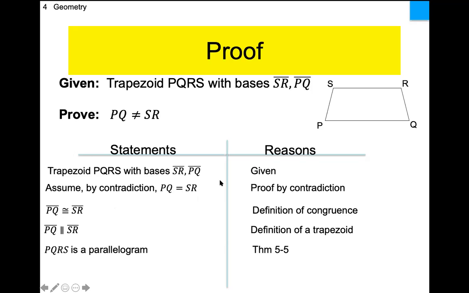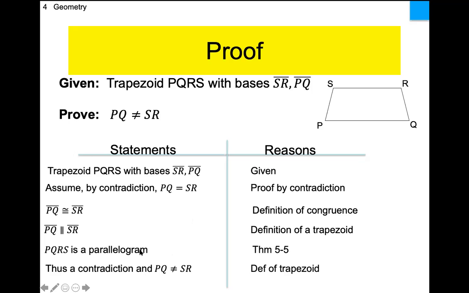So in proof by contradiction, you assume that the conclusion is not true. That leads to a contradiction. Therefore, the only thing you can conclude is that since that is a contradiction, the assumption must be false. PQ cannot equal SR. By the way, that's what we were trying to prove. That's why this one works. What was the contradiction? The contradiction is that the given was a trapezoid, not a parallelogram.